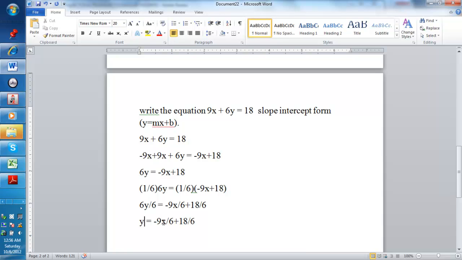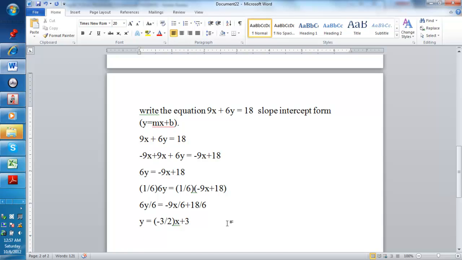Here you have negative 9x over 6. What we're going to do there is simplify it by saying that the fraction negative 9 over 6 is going to be reduced to negative 3/2. And then 18 divided by 6 is going to be 3. So the equation is now y equals negative 3/2 x plus 3.